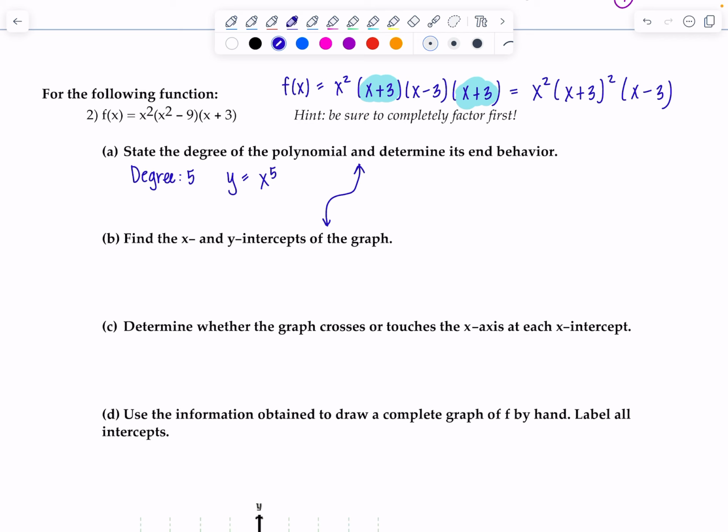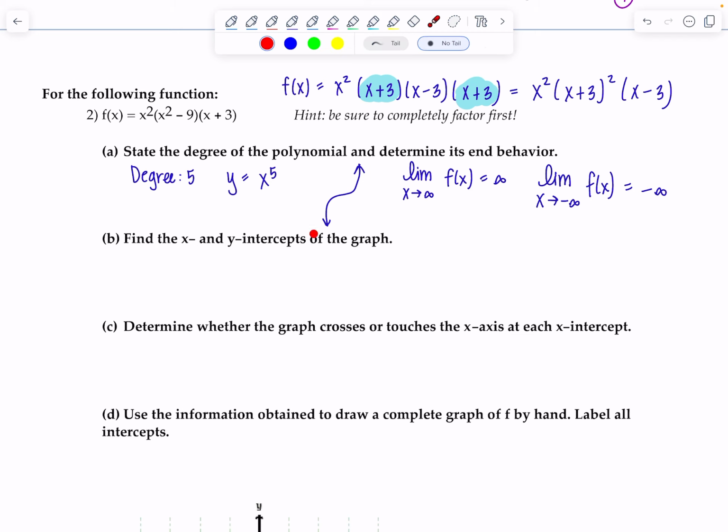And the end behavior, all I need is for them to just draw me a little squiggle like that or just write y equals x to the 5th. Sometimes your teachers would want you to start working and practicing with limit notation. So you could write the limit as x goes to infinity of f of x. It approaches positive infinity because notice this side's going up. And then the limit as x goes to negative infinity of f of x, that's going to be negative infinity because the graph falls to the left.